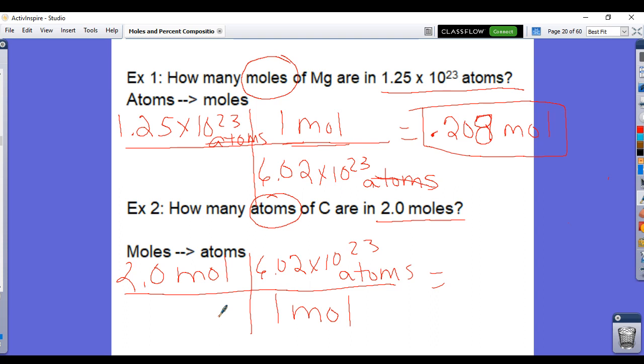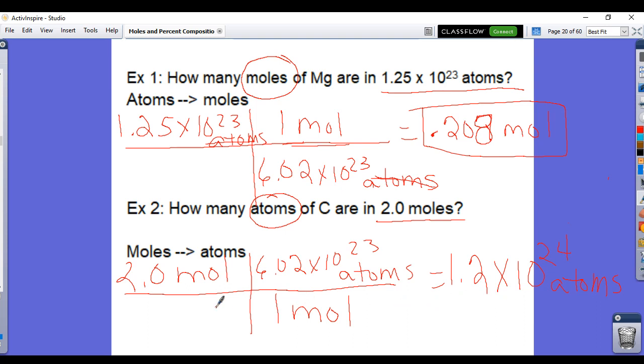Let me make sure I did that. I think my finger slipped. So 2.0 times 6.02 EE23. So yes. So notice we have 2 sig figs here, 3 here. So we're going to make it 2 sig figs. So our answer is 1.2 times 10 to the 24 atoms.